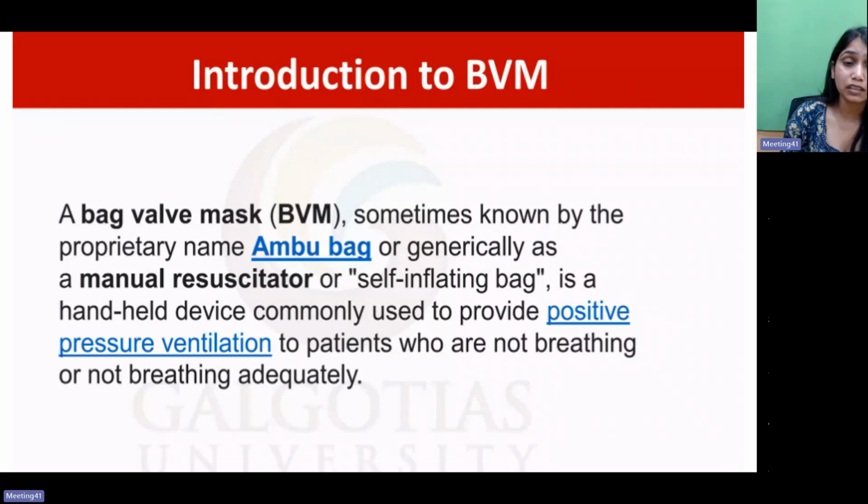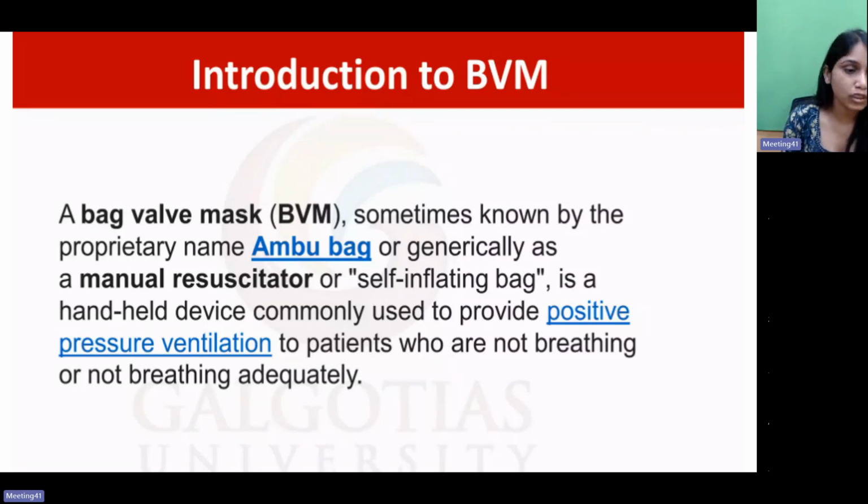Which emergency materials do we actually require in the hospitals? Emergencies can come anytime, so these should be present there and their quality should be good. First we will discuss the BVM. The full form of BVM is bag valve mask.